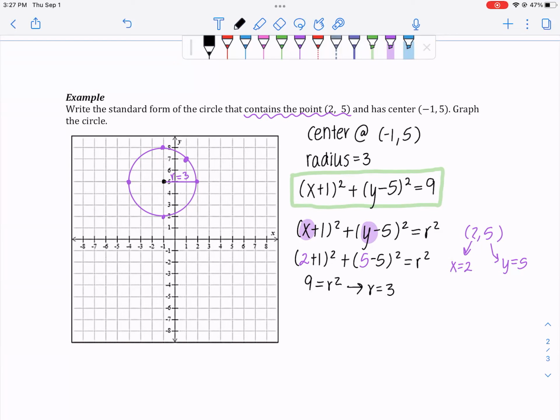So it works no matter how you do it. If you have them directly vertical or directly horizontal, it's a lot easier. But you can still do it even if they're not.